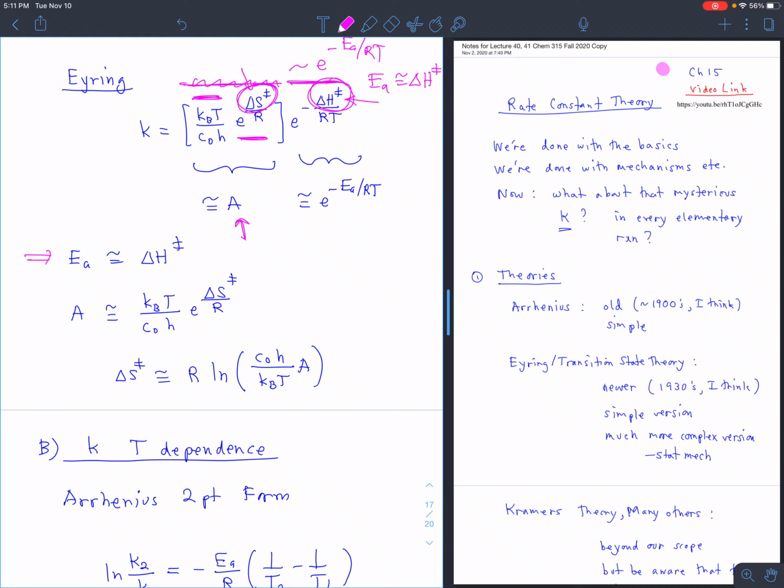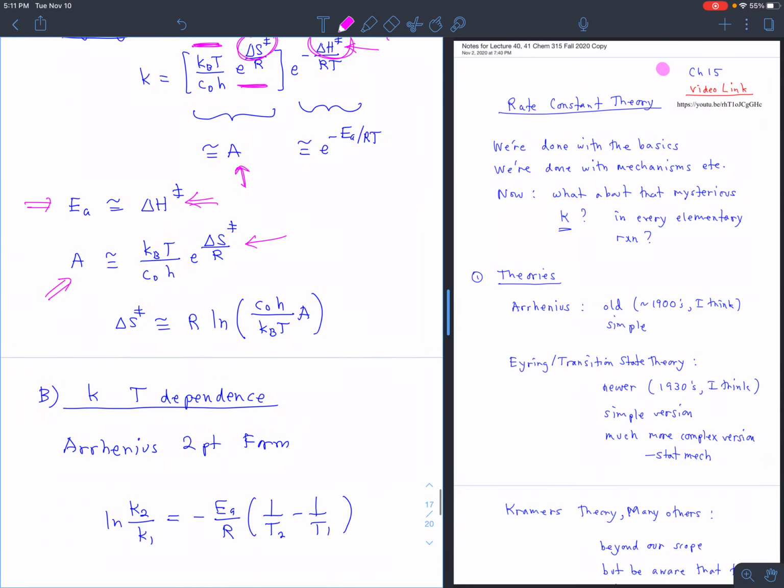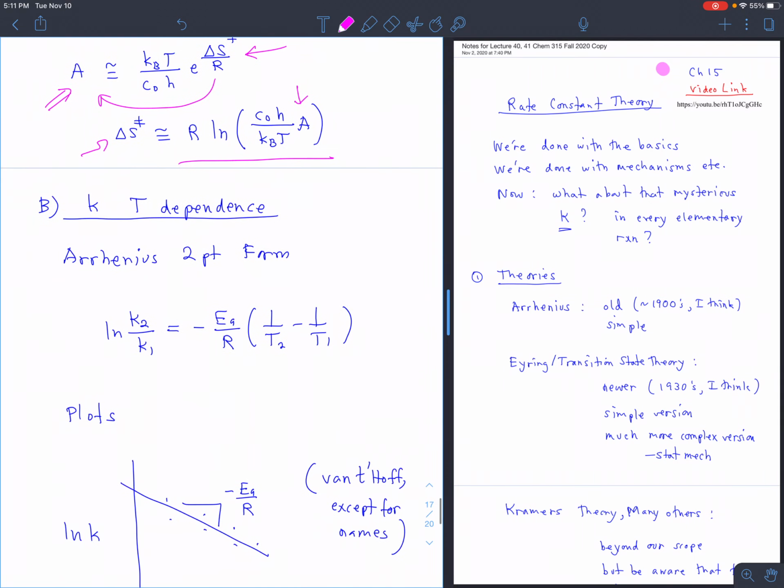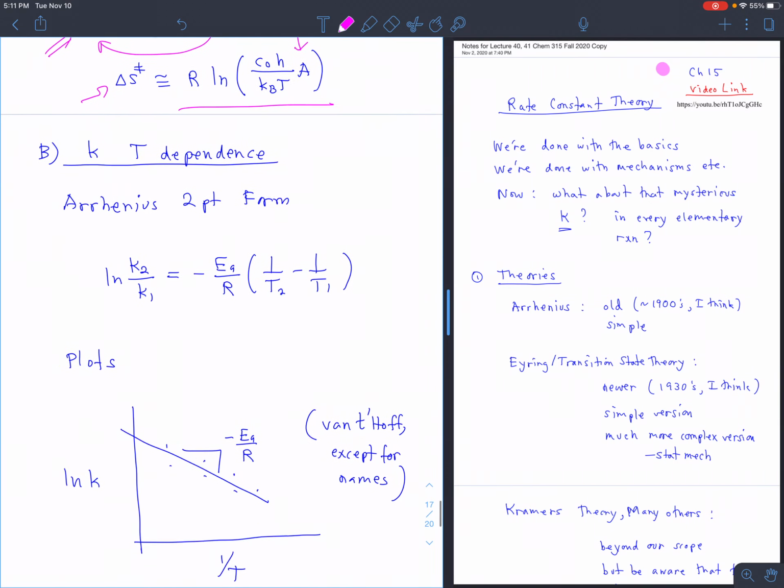The energy of activation is about equal to the enthalpy of the transition state, and the pre-exponential factor is more or less related to all these quantities. That means you can invert, right, in order to find the delta S of activation, and it's related to the pre-exponential factor in this way.